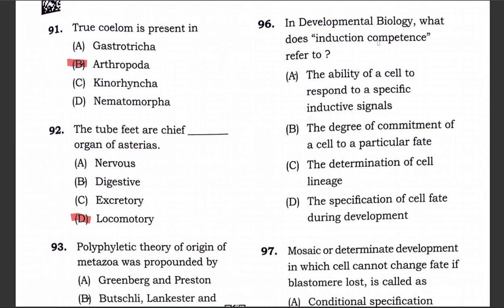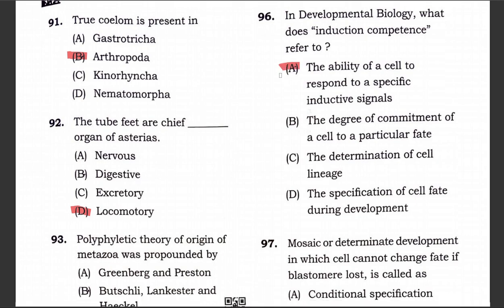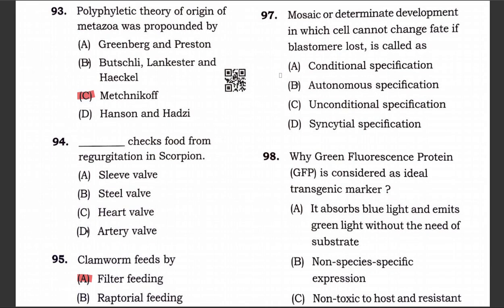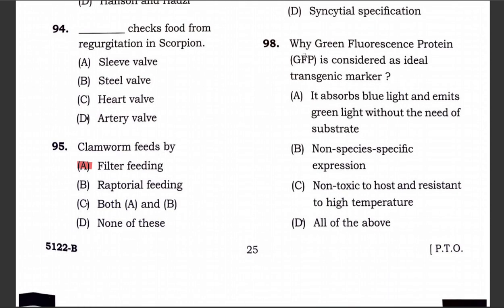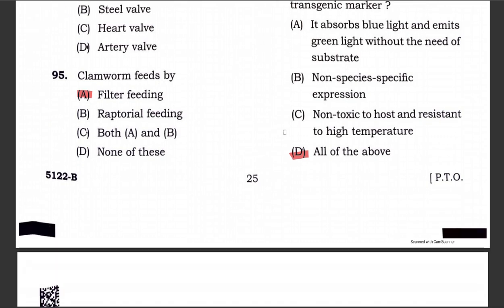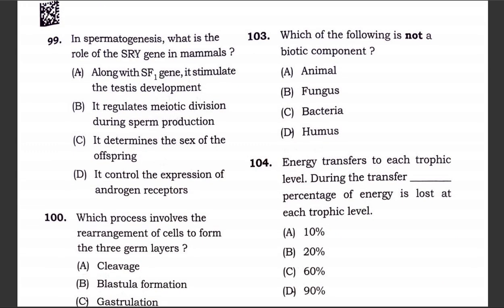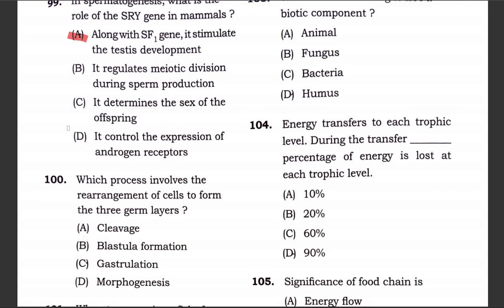In developmental biology, what does induction competence refer to? The ability of a cell to respond to a specific inductive signal. Mosaic, of course, the autonomous specification. Why is GFP used? Because it is non-toxic, non-specific, absorbs blue light and emits green light. So all of the above. In spermatogenesis, what is the role of the SRY gene in mammals? So A is the right answer. Along with the SF1 gene, it stimulates the testis development.